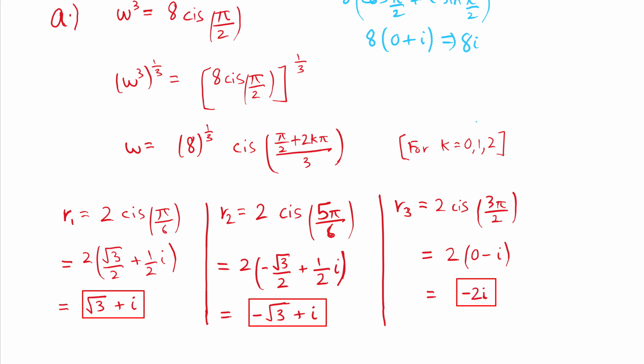And finally, if we let k equal 2, this will be pi on 2 plus 4 pi divided by 3. And if we use a calculator, this will give us 3 pi on 2 as the argument. Now cos of 3 pi on 2 is 0, and sine of 3 pi on 2 is negative 1, so negative i, and this will be multiplied by 2. From where we find that the third root is negative 2i. You can again use a calculator to evaluate these ratios.